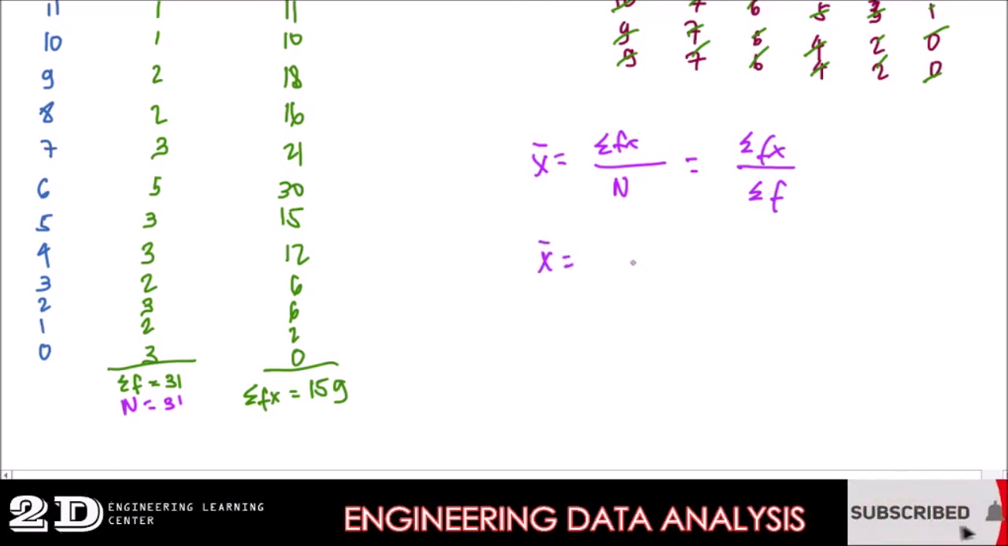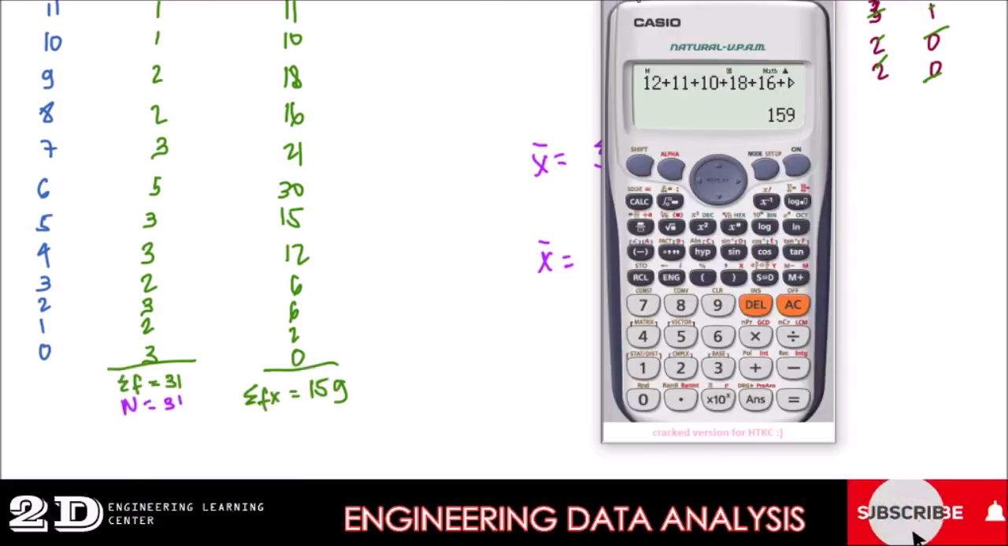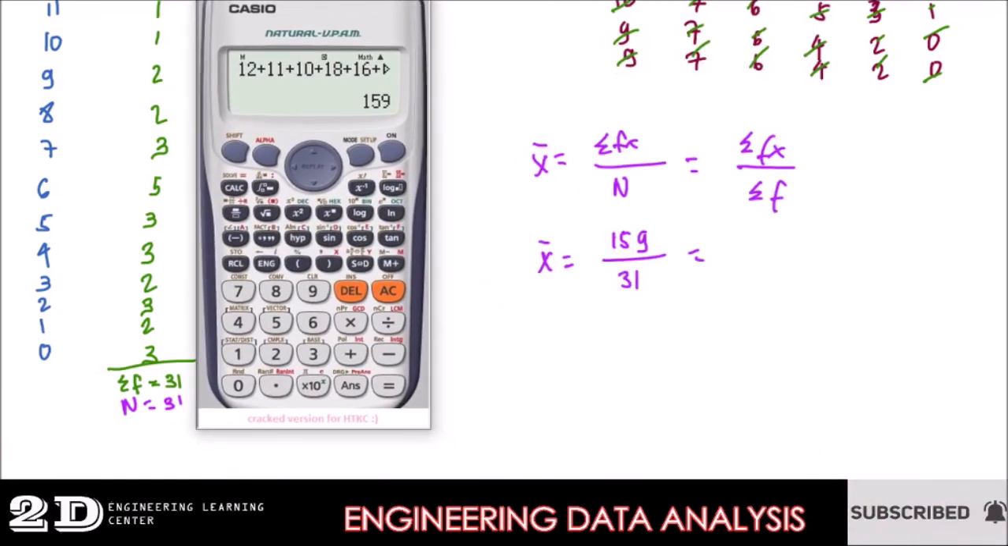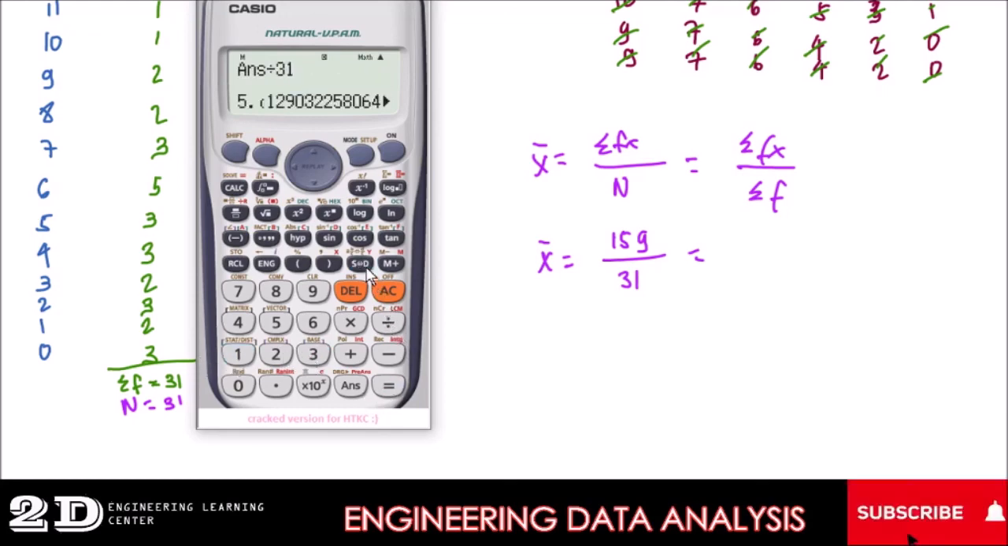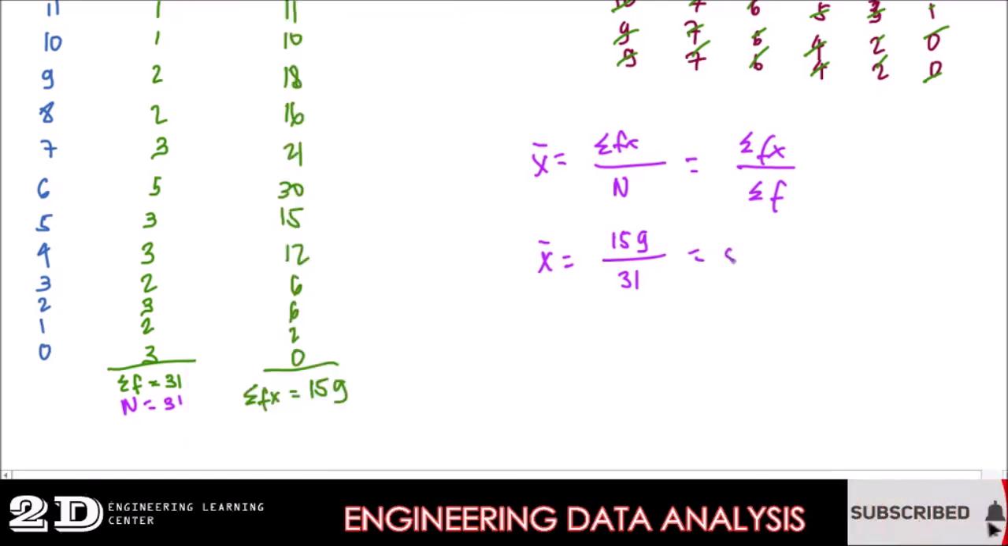Okay. So we have x bar, or the mean. So our summation of fx is 159. Then our n is 31. So we now again call our calculator. So we have already 159. So just divide that one by 31. And our mean is equal to 5.13. So our mean is 5.13. So this is now the answer.